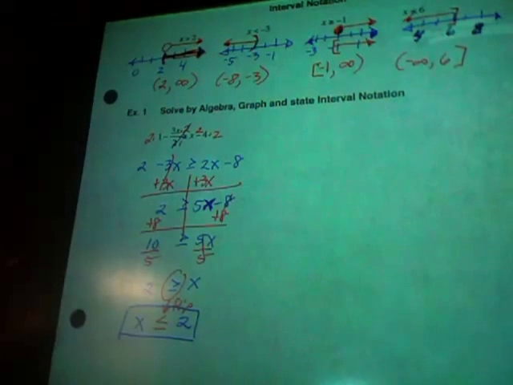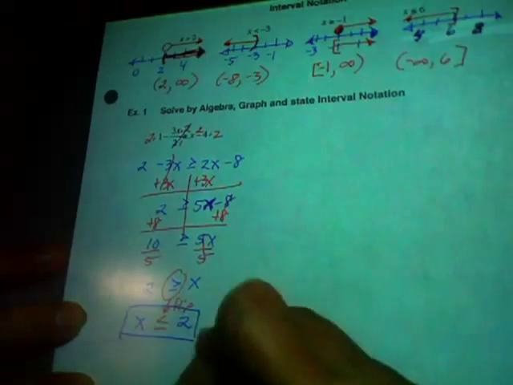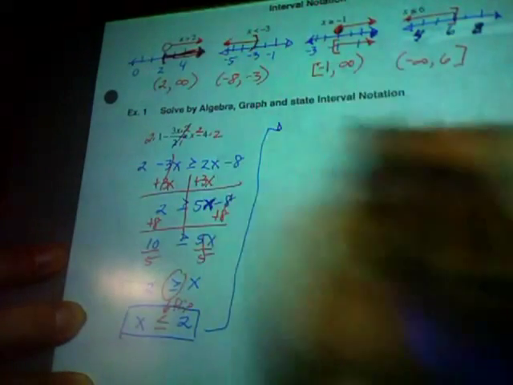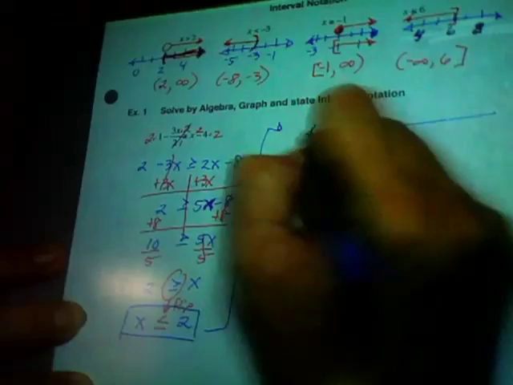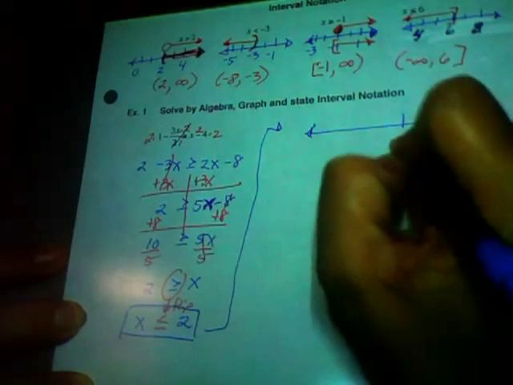So then you've got to graph and check. So here's your number line. So I'm going to do it right this time. Here's 2.